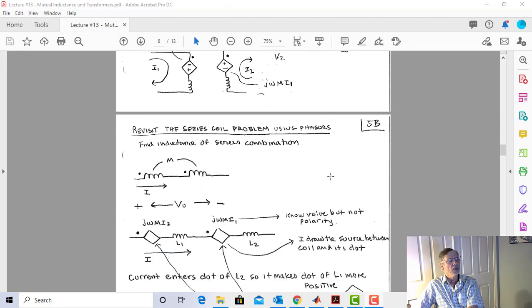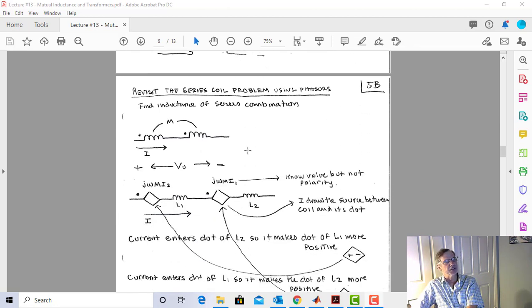Okay, so let's revisit the series coil problem using phasors. So we want to find the inductance of this series combination. And here are our coupled coils. You can see they're in the series aiding configuration. And we're going to define VO going this way.